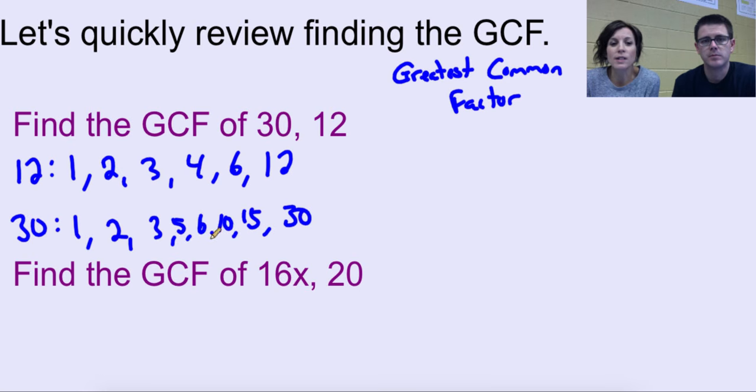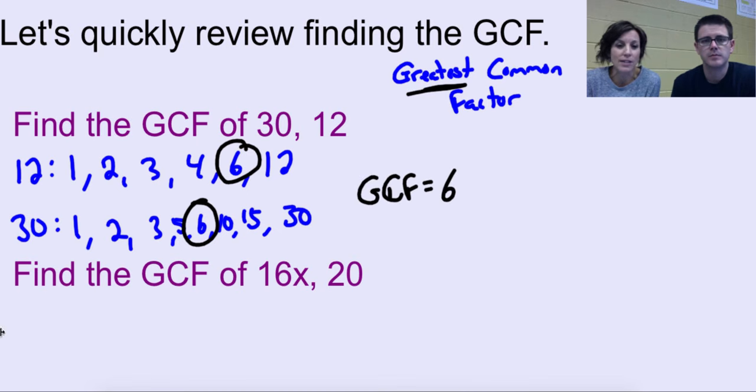So remember, when you get to the point where the numbers are turning around, you are done, and hopefully you've gotten all the factors. Now we're going to make sure that we have the largest number that they have in common, and in this case, it's going to be 6. 6 is on both lists, so the greatest common factor of 30 and 12 is 6. Hopefully this is coming back to you.